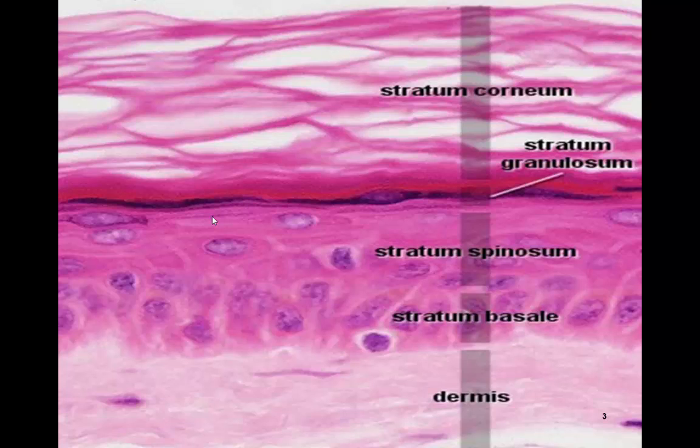You have the stratum germinativum, the stratum spinosum, stratum granulosum, and stratum lucidum. In other books, it's divided basically the same. So the stratum corneum, the stratum granulosum, which is the second layer, the stratum spinosum, and the stratum lucidum or basale. Keratinocytes gradually migrate to the surface of the skin, where the skin starts to slough off in a process called desquamation.